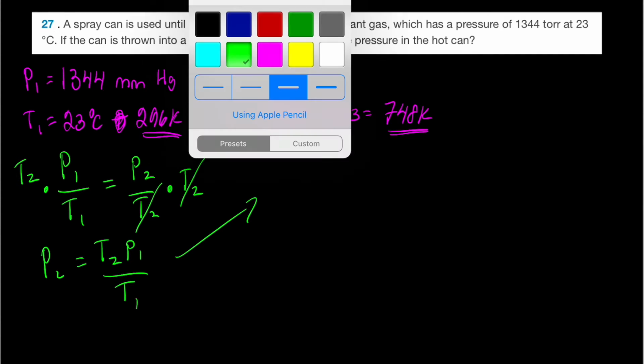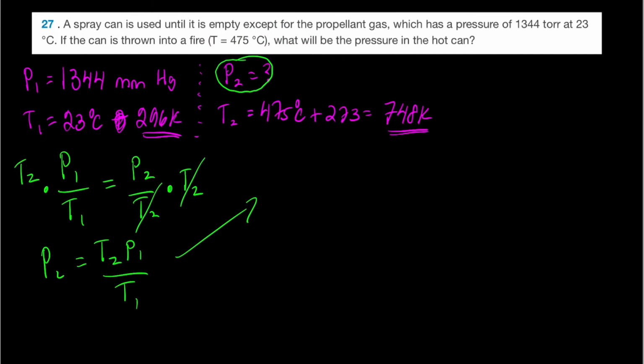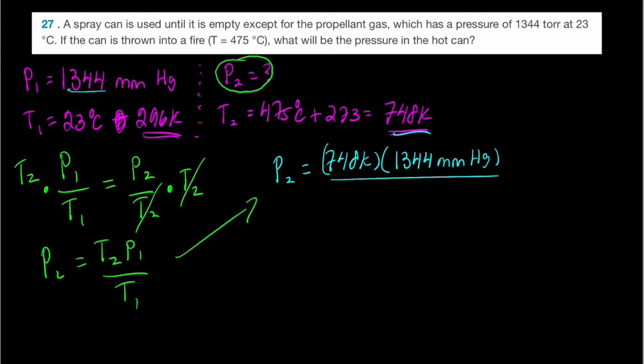And so here we want to now plug in these values. So P2 is going to be T2, that's 748 Kelvin, times P1, that's 1344 torr, or 1344 millimeters of mercury. And that's all going to be over T1, which we said was 296 Kelvin. I don't like to put dots or multiplication symbols in my work. I just like to put parentheses, but you can do what you feel is most comfortable for you mathematically.